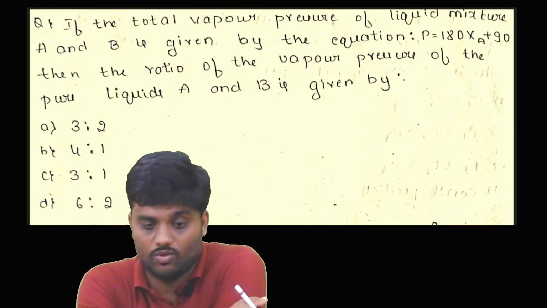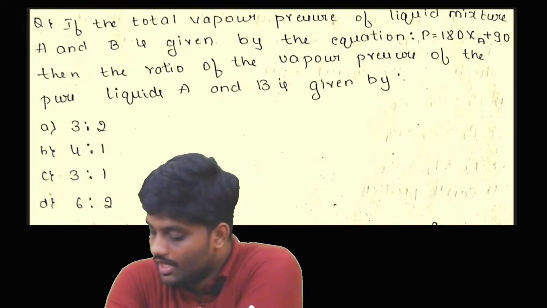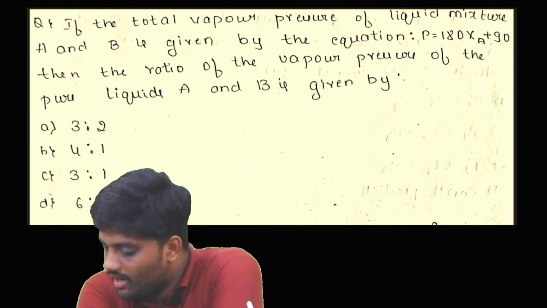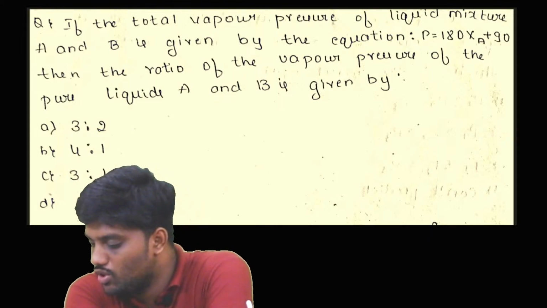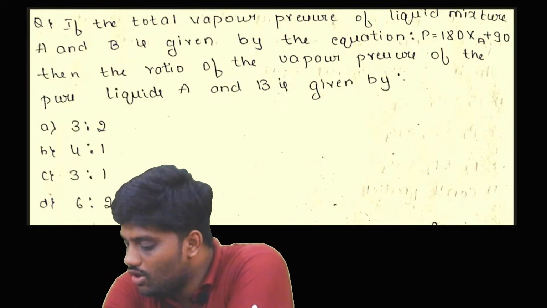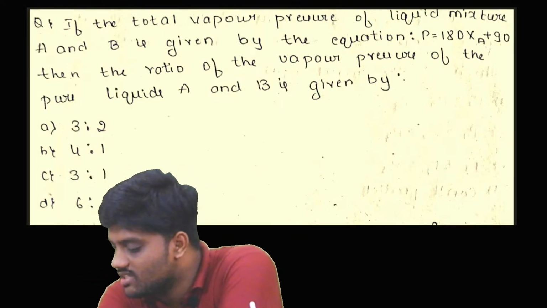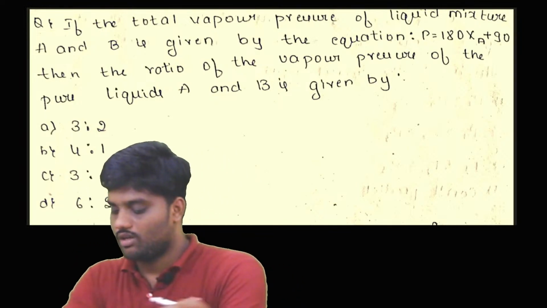Can you understand this question? See here. If the total vapor pressure of a liquid mixture of A and B is given by the equation P is equal to 180 psi A plus 90, then what is the ratio of the vapor pressure of the pure liquids A and B?